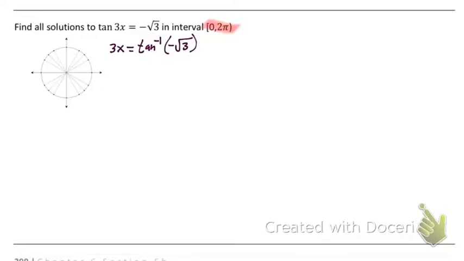I'll wait for more people. We should all be able to look at a unit circle and figure out where tangent equals negative square root of 3. Don't rely on other people to do the work for you.